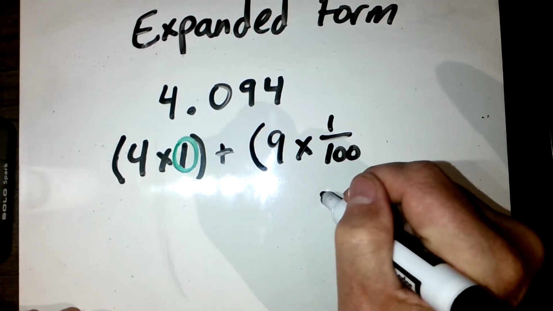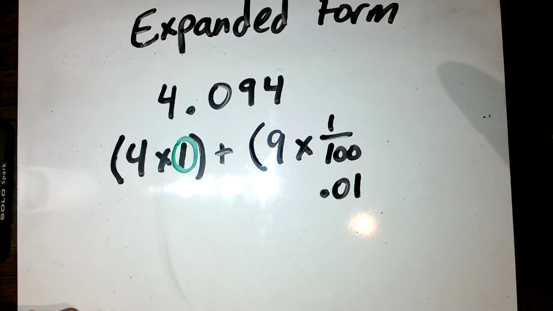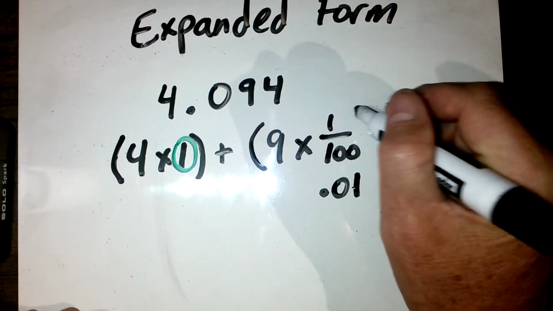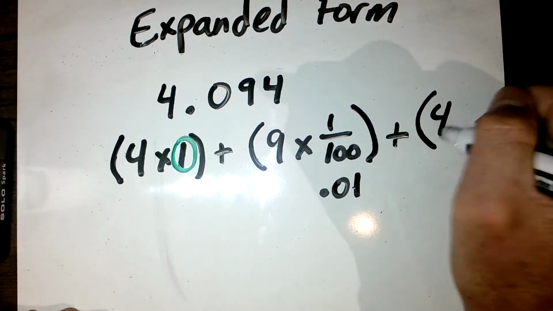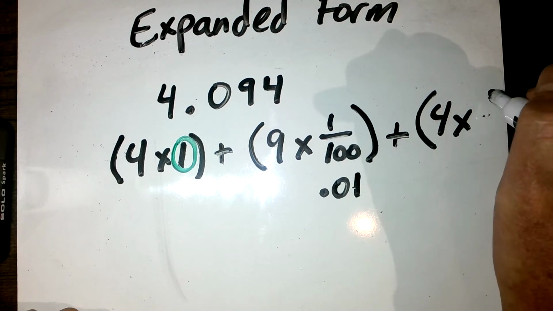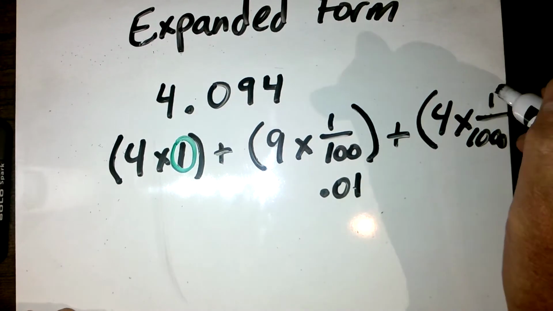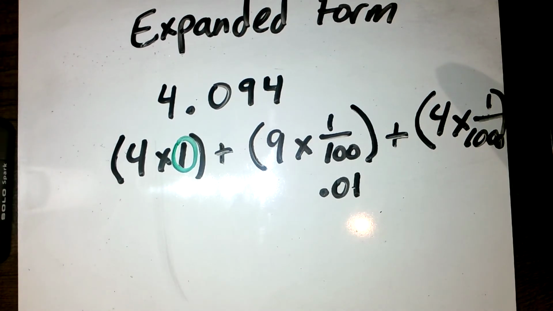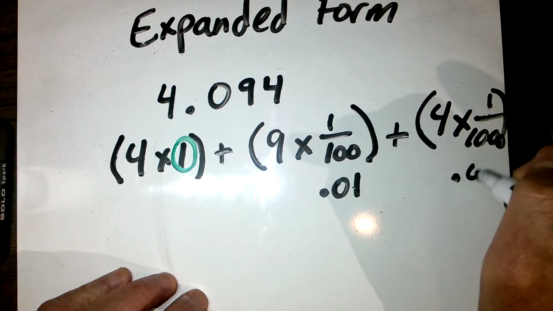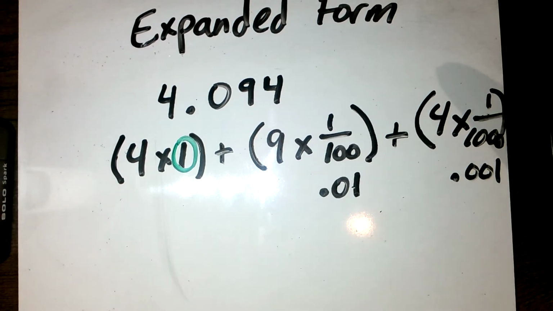I could have also written 9 times 0.01, I could have used this one, but I'll stick with my fractions. Plus, I have a 4, and that would be in the thousandth place. So I'm going to put the fraction 4 thousandths, 1/1,000, sorry, 4 times 1/1,000. I could also put 1,000th like this, 0.001 instead of the fraction. You choose whether you want the fraction or the decimal.